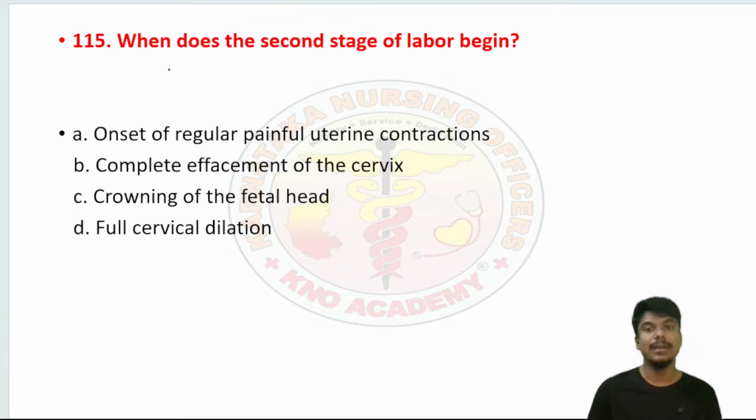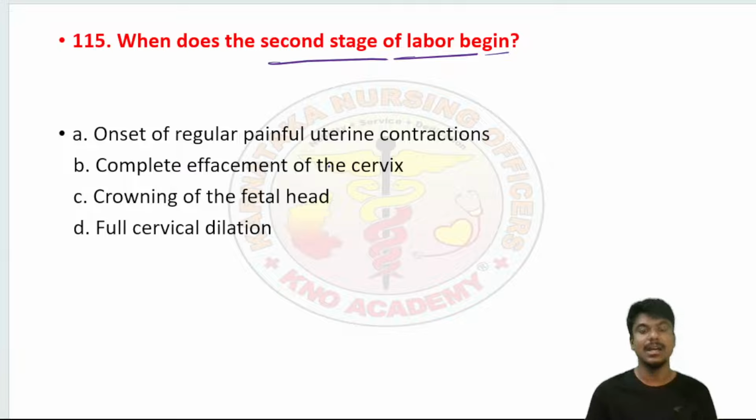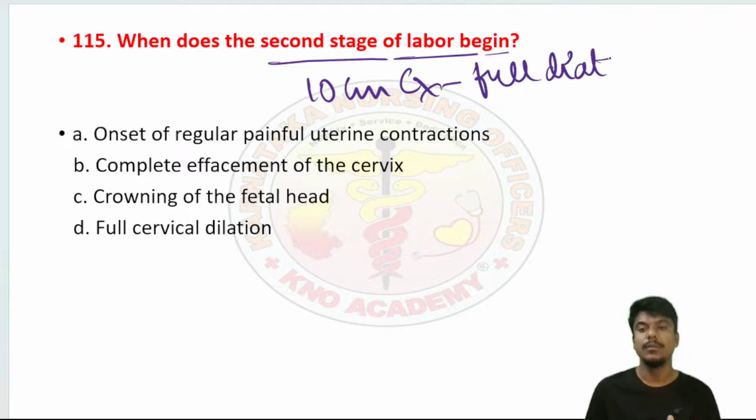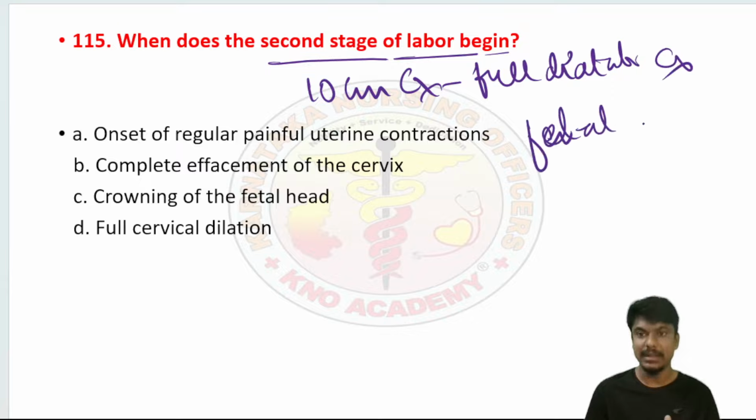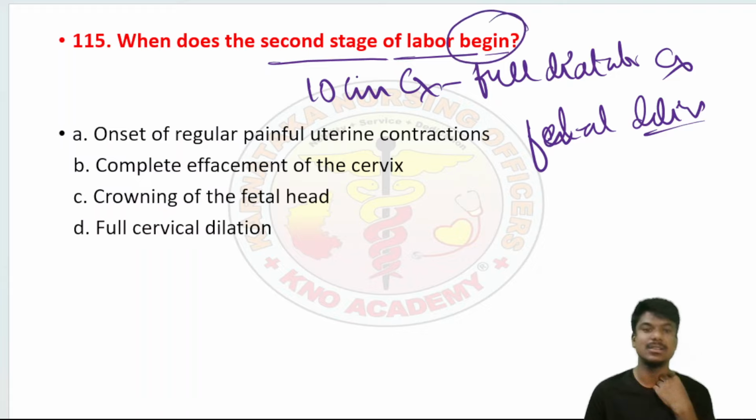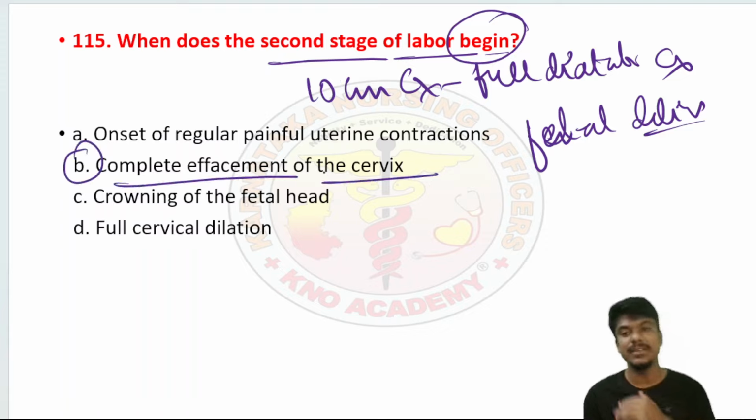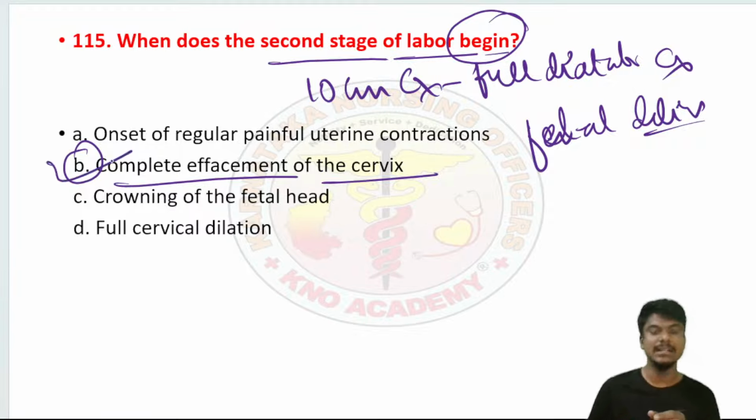Next question. When does the second stage of labor begin? Here this one is a very simple answer. If you see, at 10 centimeter cervical dilatation, it starts with full dilatation of the cervix and goes until fetal delivery. Fetal delivery is where it ends. That is your second stage of labor. Here they ask when it begins, not ends. So it starts with complete effacement and dilatation of the cervix and ends with the fetal delivery. So option B is the right answer.